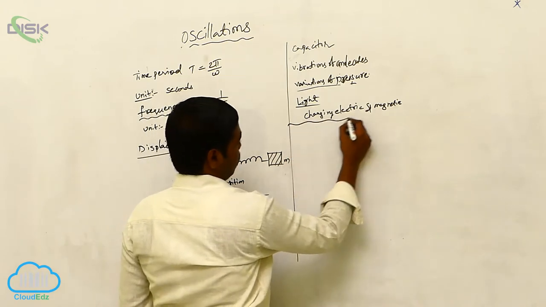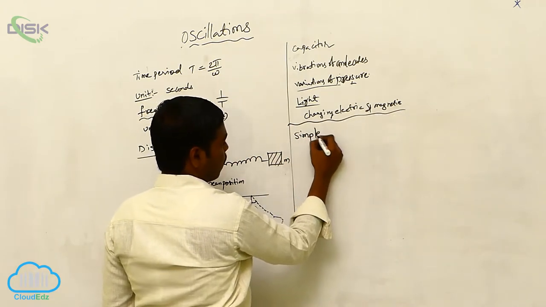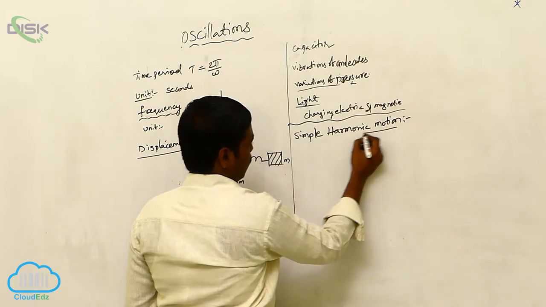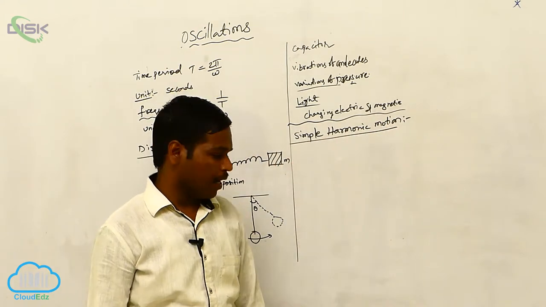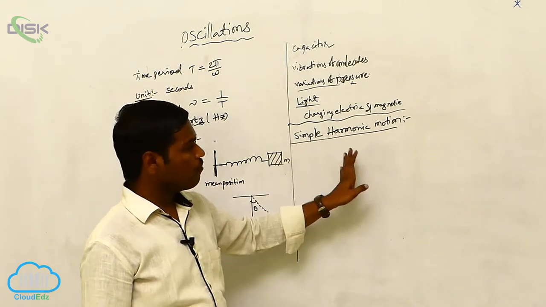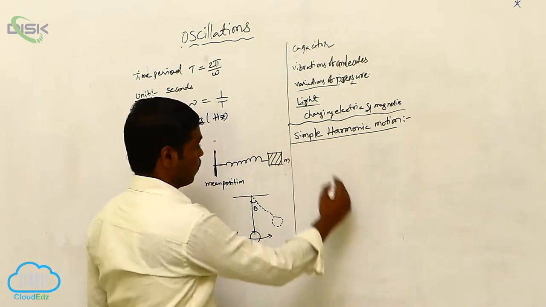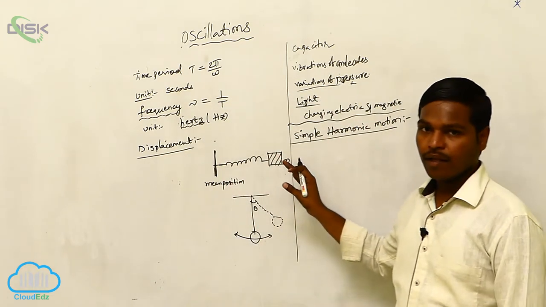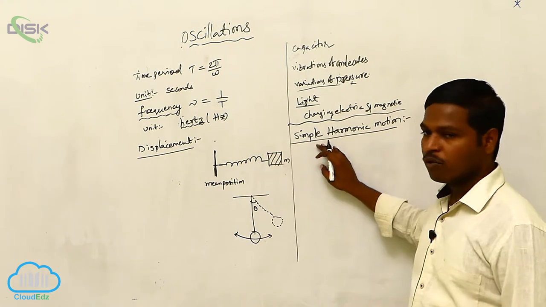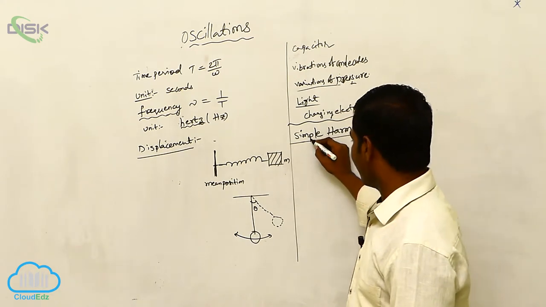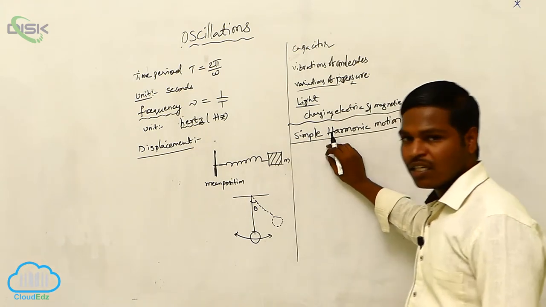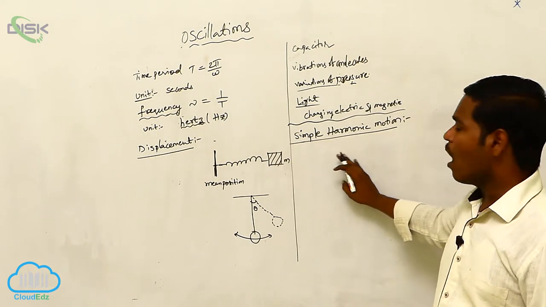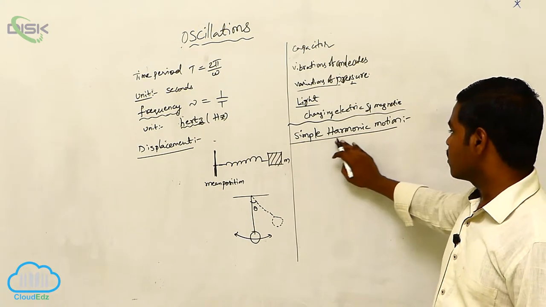Now we are going to study simple harmonic motion. Simple harmonic motion means the motion of an object is a to and fro motion about its mean position along a straight line, and the acceleration of the object is directly proportional to the displacement and oppositely directed. This is called simple harmonic motion.